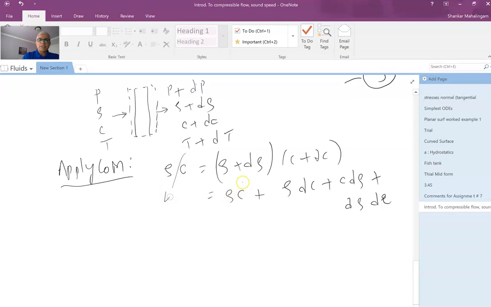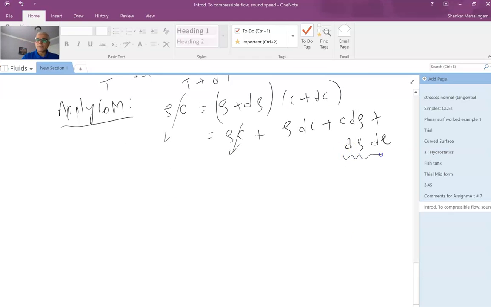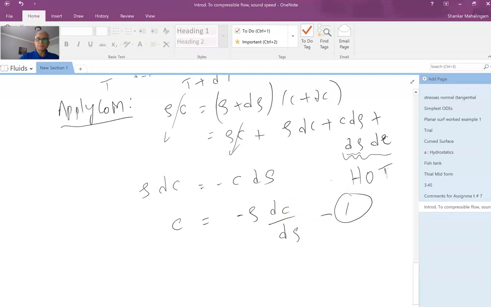So I can knock off the rho C's on either side of this expression, and I'm also going to neglect the last term as a higher order term, HOT, because it is the product of two differential quantities, d rho and dC. That's sufficiently small, in the limit going to 0 relative to the other remaining terms, so it's perfectly all right to make that observation. So we are left with rho dC equals minus C d rho. In other words, C, the speed of sound, is negative rho dC divided by d rho. Let's label this as equation 1.